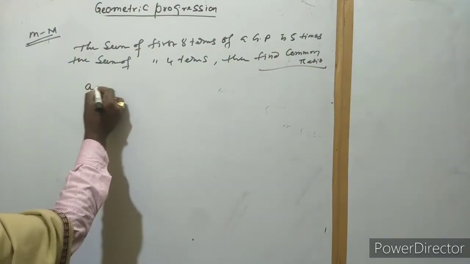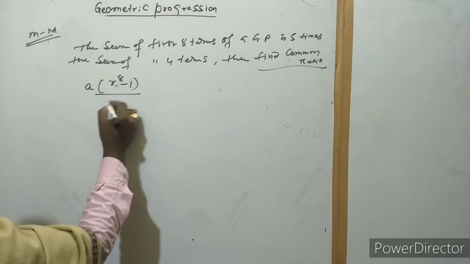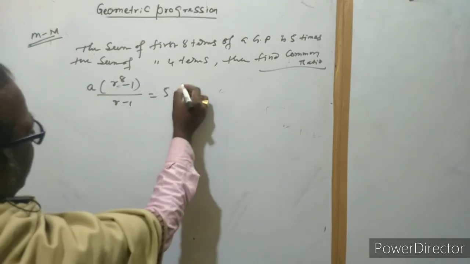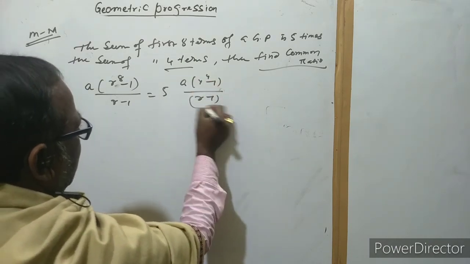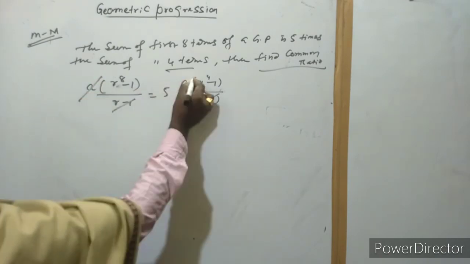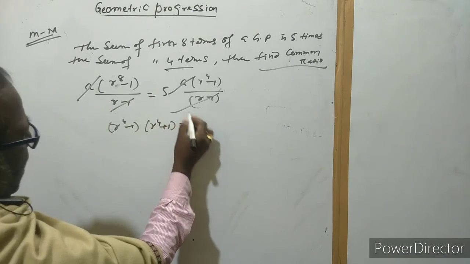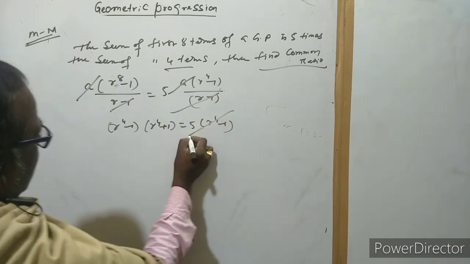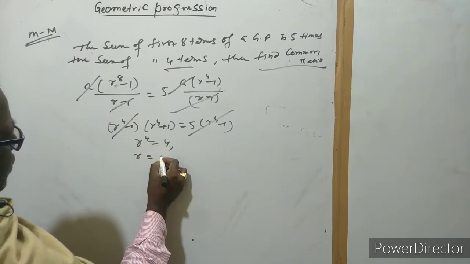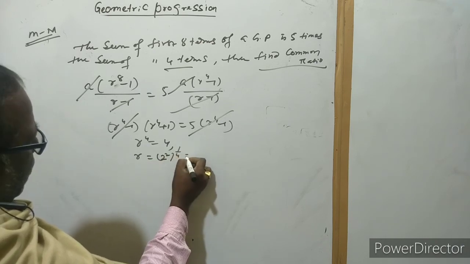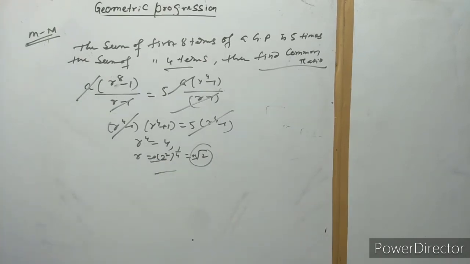So the sum of the first 8 terms is a into r to the power 8 minus 1 by r minus 1, and this is 5 times that of the first 4 terms, a into r to the power 4 minus 1 by r minus 1. So these are cancelled, and these are cancelled also. Factorize r to the power 8 minus 1 as a plus b, a minus b. And this is 5 times r to the power 4 minus 1, and this is cancelled. r to the power 4 is equal to 4, and then r is equal to root of 2 square, and this is 1 by 4, and this is root 2. So this is plus minus. This is the value of r here.